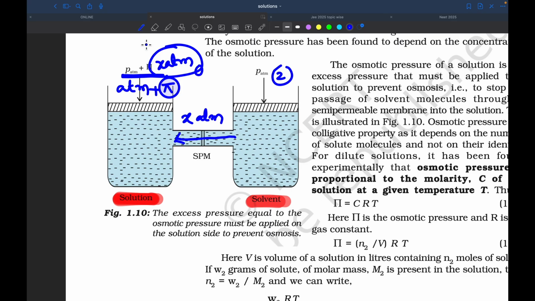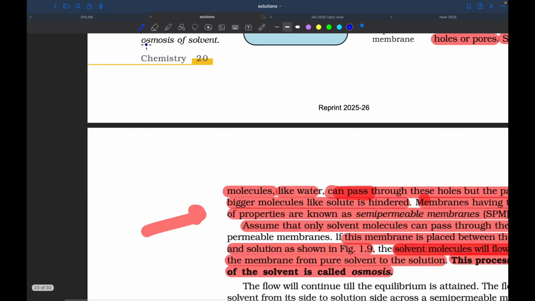So osmotic pressure is the pressure required to stop the osmosis process, isn't it? It is the pressure required to just stop the osmosis process. We have to stop it, and the pressure needed to stop it is the osmotic pressure, right?